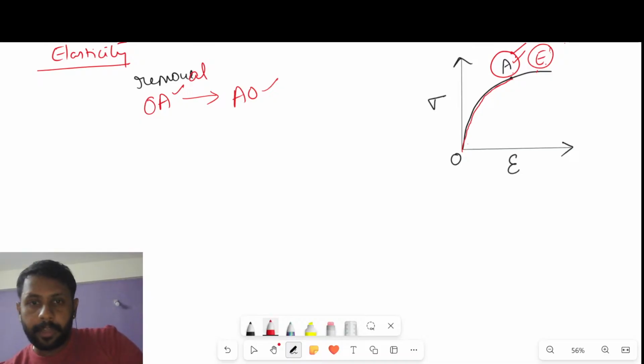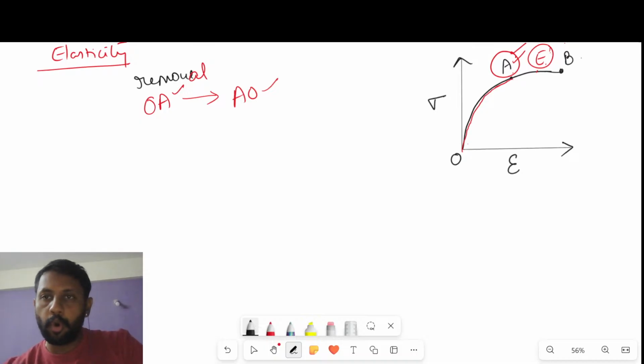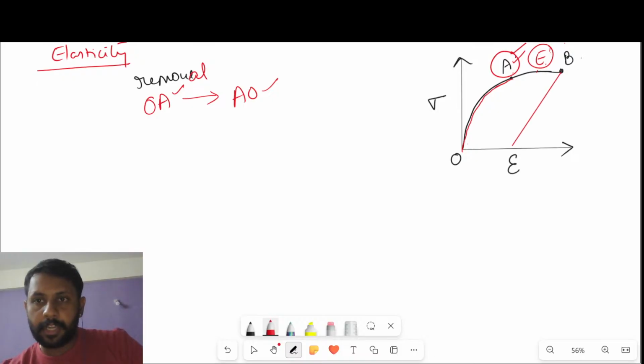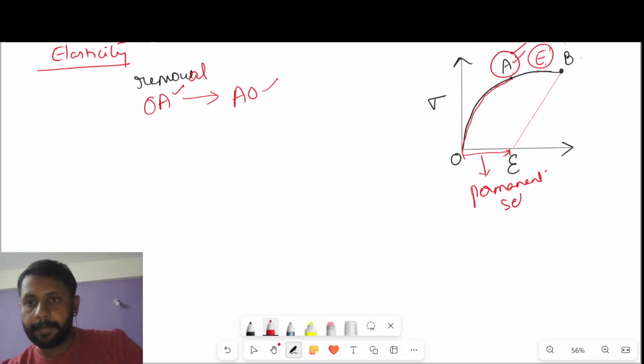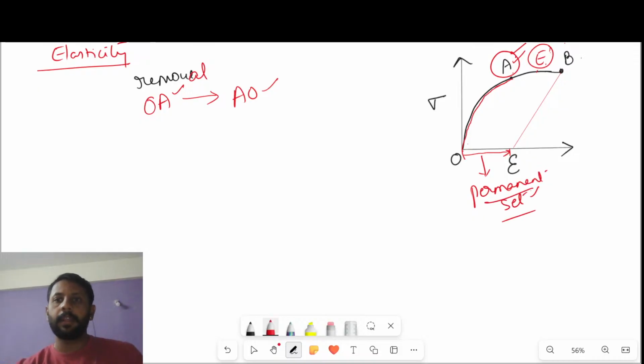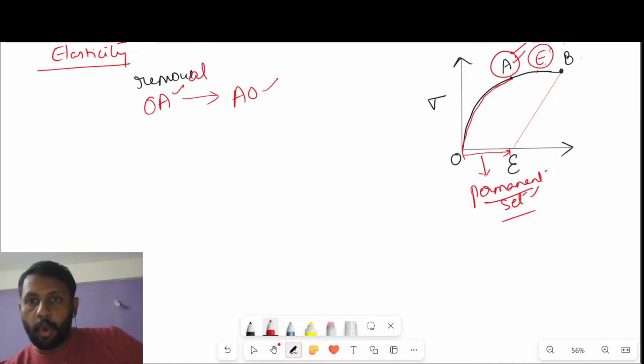If you load the same material after E, imagine you have loaded it up to B, beyond the elastic limit. Now the graph will not trace the same shape. Now the graph will start tracing a shape like this. That means it has undergone a certain level of strain, which is called permanent set.